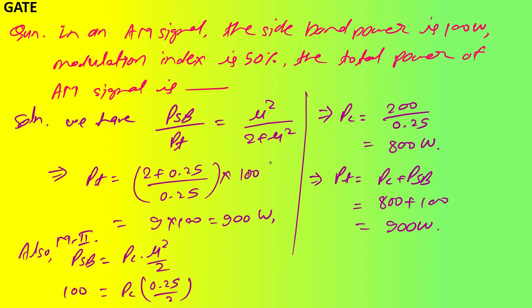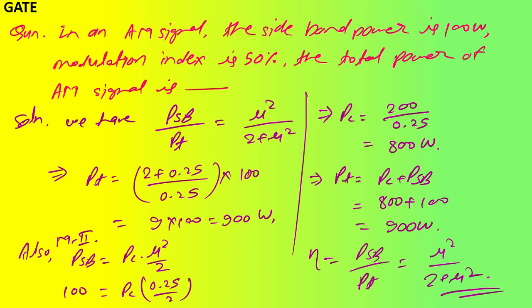Okay, so I had given you a formula for eta, like efficiency, that was PSB by PT, that is nothing but mu square by 2 plus mu square. Okay, so this is another method to find out. So you have been given mu value, you have been given PSB value, you put this, what will happen? PT is equal to 2 times 2 plus mu square will come up. So 2 plus 0.25 divided by 0.25 into 100 was PSB. So that is total 900 watt. Otherwise, just now I solved PSB is equal to PC into mu square by 2. So with this method, you can find out your PC, and PC plus PSB is total amplitude modulated power.